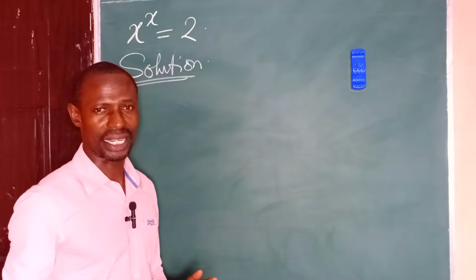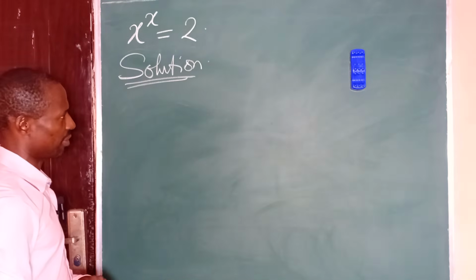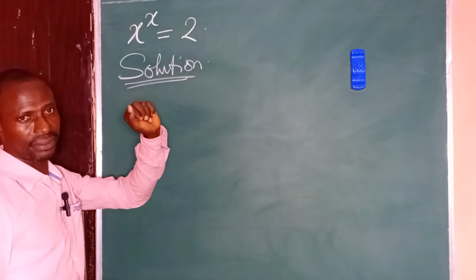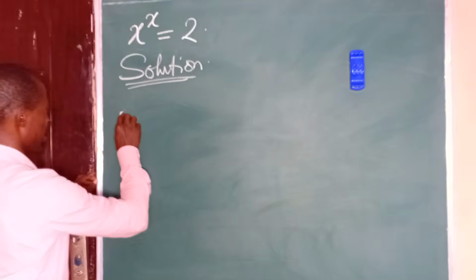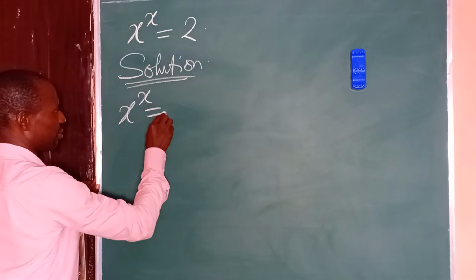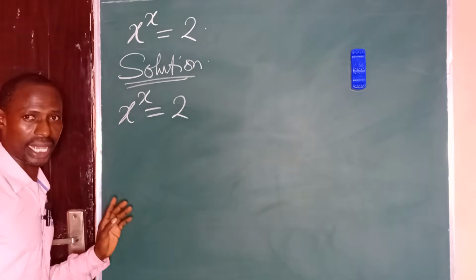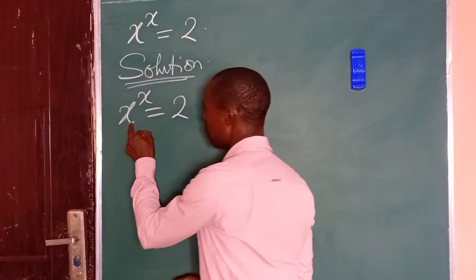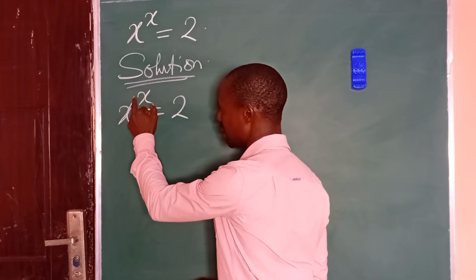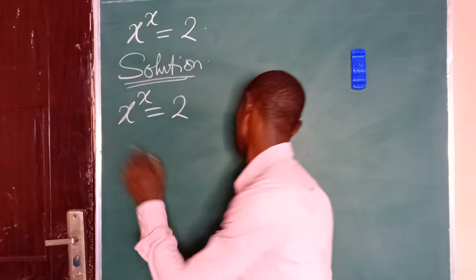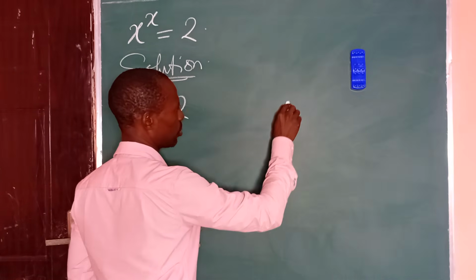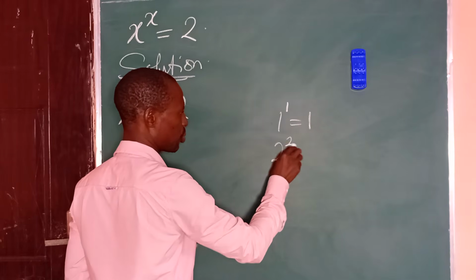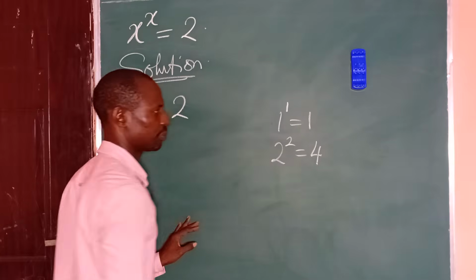Now, if you look at this challenge here, you're going to discover that we need a number that will be raised to itself to give us 2. See the question here: x to the x equals 2. Now, remember we try to get a number that will raise to itself to give us 2. So if we start with 1, 1 to the 1 is equal to 1. Or if we have 2 to the 2, this is equal to 4.